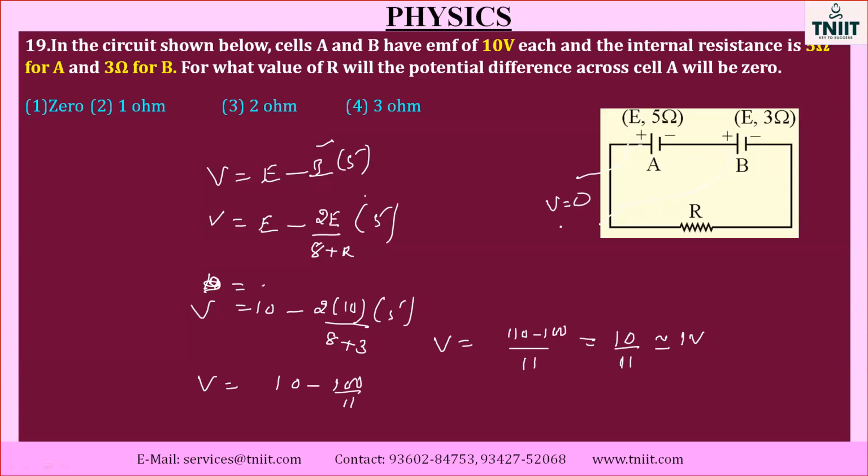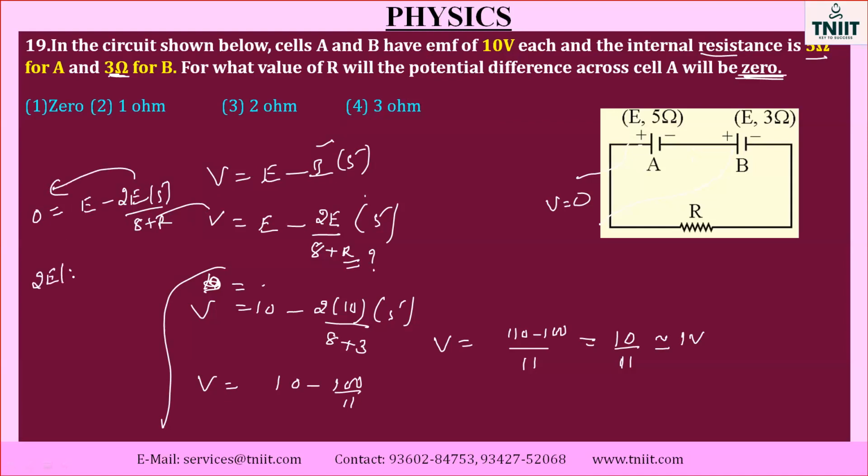Now, actually they have given internal resistance of this is 3 ohm. And the another one is 5 ohm. So what will be the capital R value they are asking? And they have given the potential difference is zero. So if you take this potential difference as zero, zero equals to E minus 2E into 5 divided by 8 plus R. On shifting to this side, 2E into 5 divided by 8 plus R is equal to E.